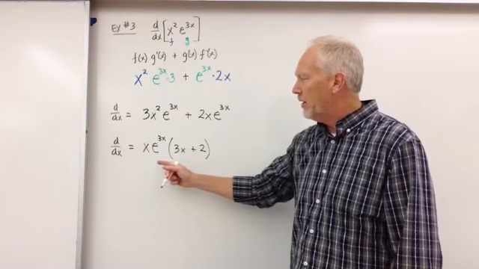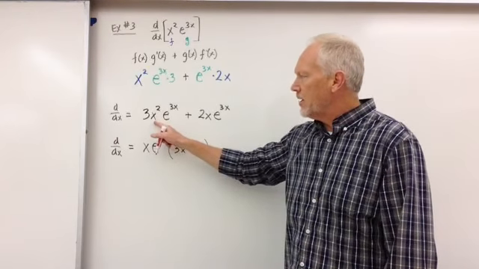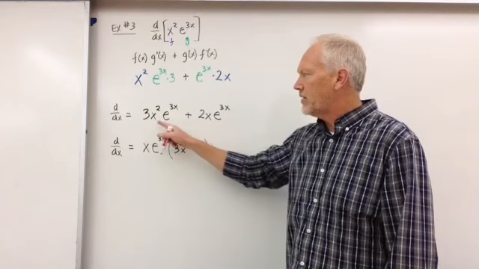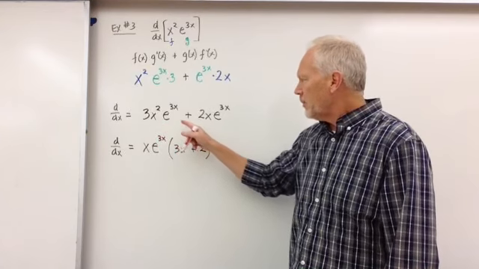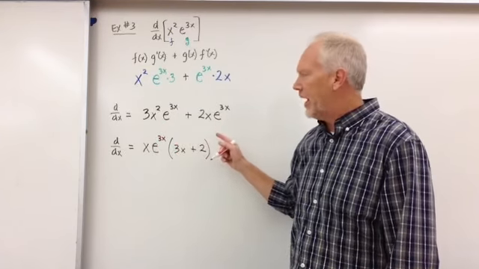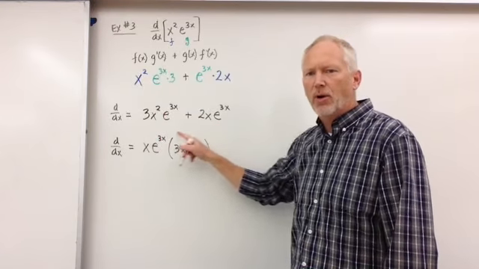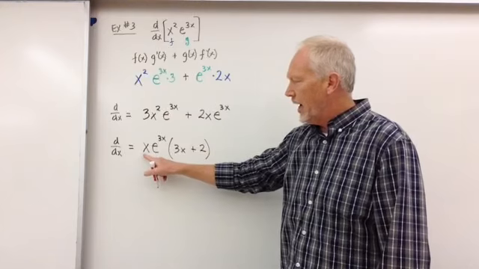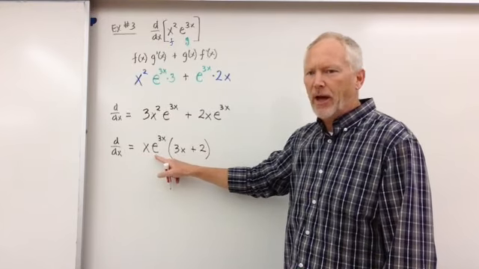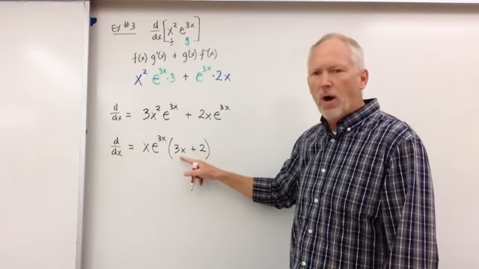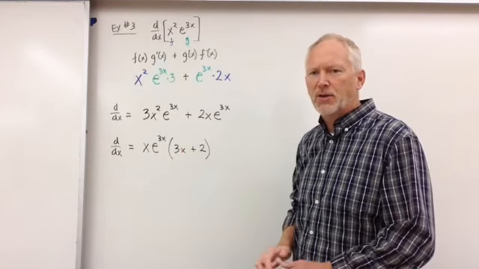So we recognize that each of these has an x, and they both have an e to the 3x. Here's an x squared. This one only has one x, so I can only bring one x out. So we get x times e to the 3x times the quantity 3x plus 2.